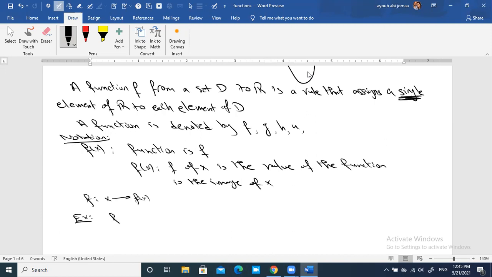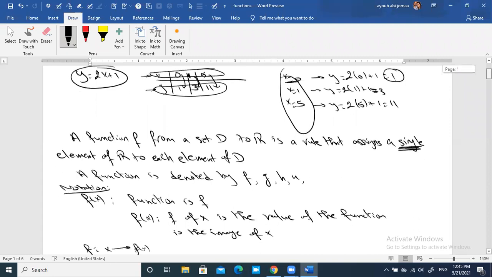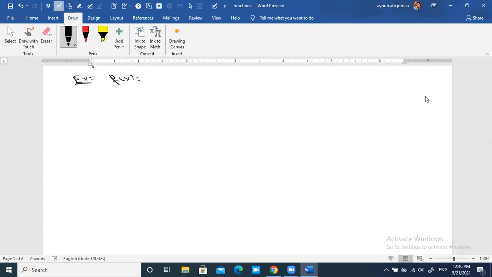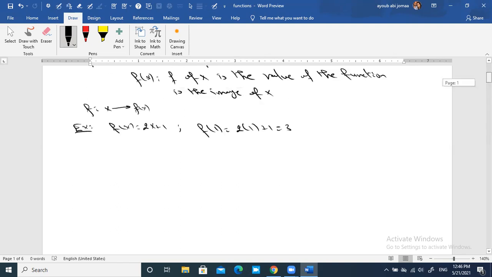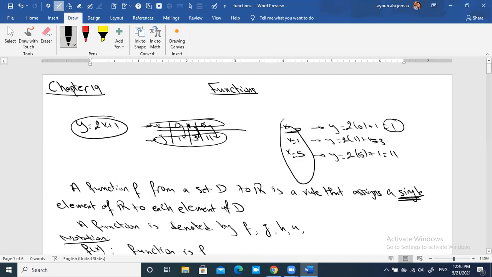Let's say f of x is equal to 2x plus 1, the same straight line we were taking as an example. It means here, for each value x, the output is 2x plus 1. So f of, let's say, 1 is 2 times 1 plus 1, which is equal to 3. The image of 1 is 3. 1 is related to 3, like what we were writing here in the table. The image of 1 is 3.